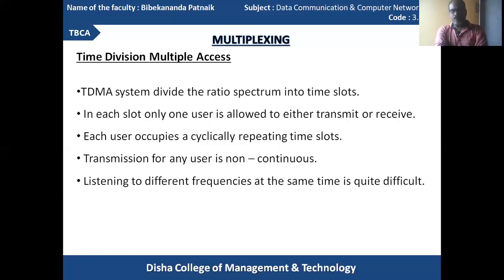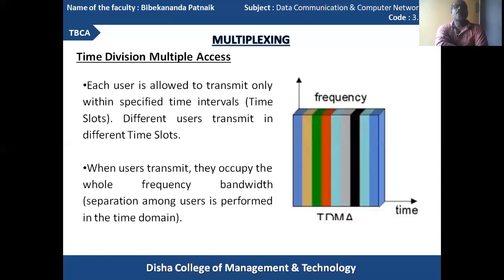So transmission for any user is non-continuous. If a particular time slot is given to a transmitter, that is, sender 1, and the data transmitted over the time slot is not sufficient, it may not be continuous. And the last one, listening to different frequencies at the same time is quite difficult. So at a time, one frequency can be assigned to a subsequent time slot because it is purely based on the framing concept. And the next, each user is allowed to transmit only within a specified time interval, that is, the time slot.